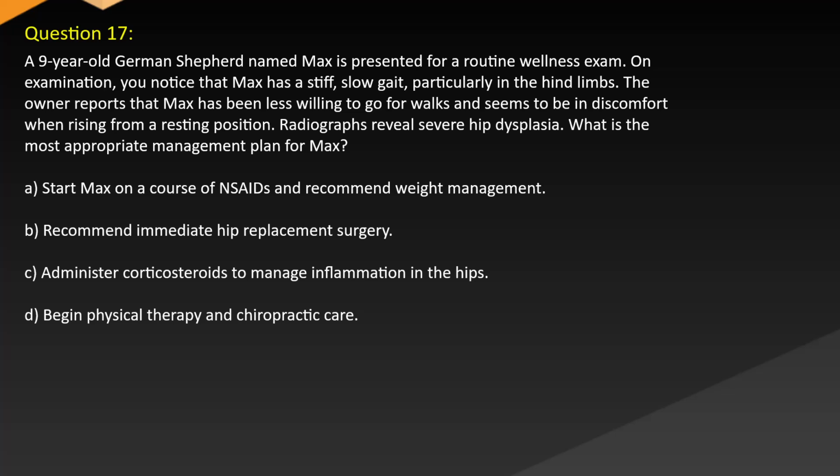On examination, you notice that Max has a stiff, slow gait, particularly in the hind limbs. The owner reports that Max has been less willing to go for walks and seems to be in discomfort when rising from a resting position. Radiographs reveal severe hip dysplasia. What is the most appropriate management plan for Max? A. Start Max on a course of NSAIDs and recommend weight management. B. Recommend immediate hip replacement surgery. C. Administer corticosteroids to manage inflammation in the hips. D. Begin physical therapy and chiropractic care.